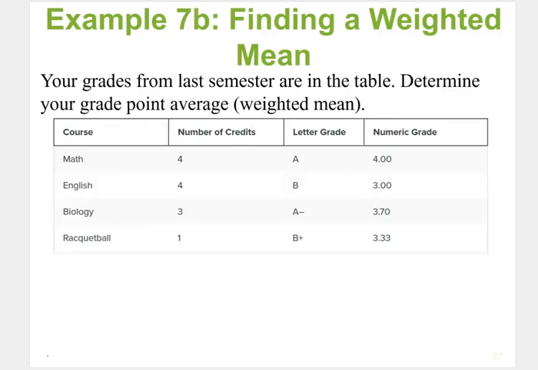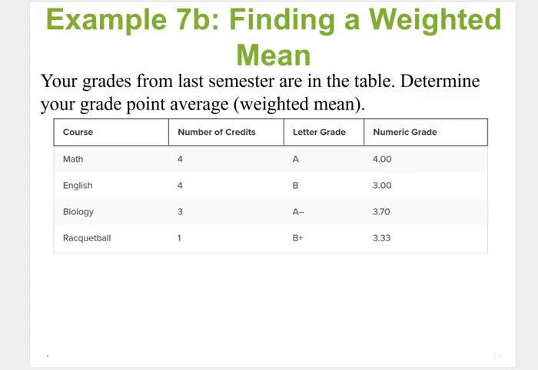All right, here's another example. You took a math class, English class, biology, and racquetball. There's the credits, there's your letter grade, and they even told you the quality points. So that's what that numeric grade is. Those are the quality points that you have accrued for each one.